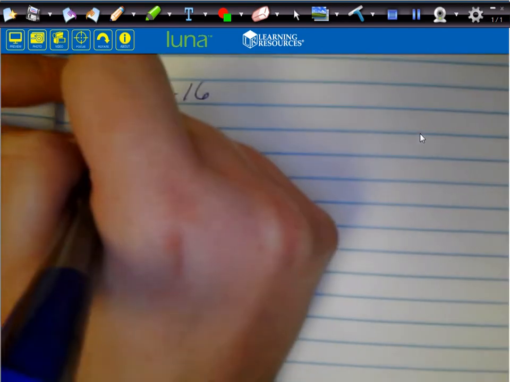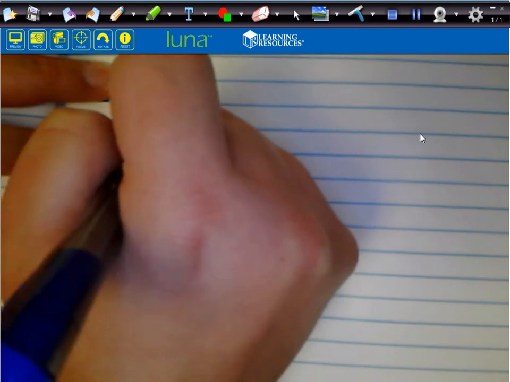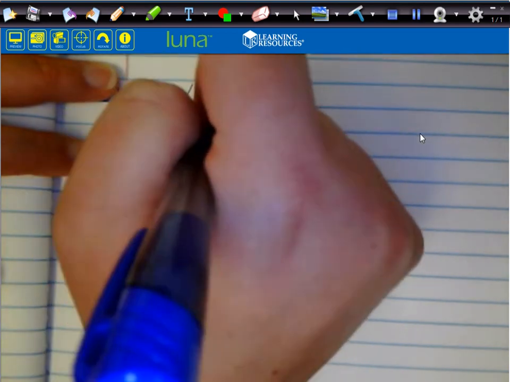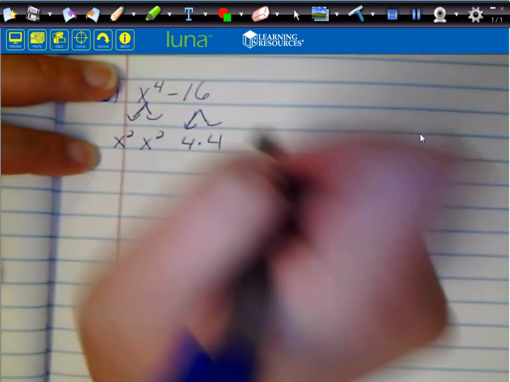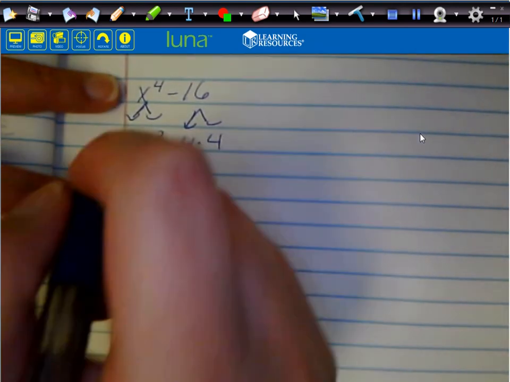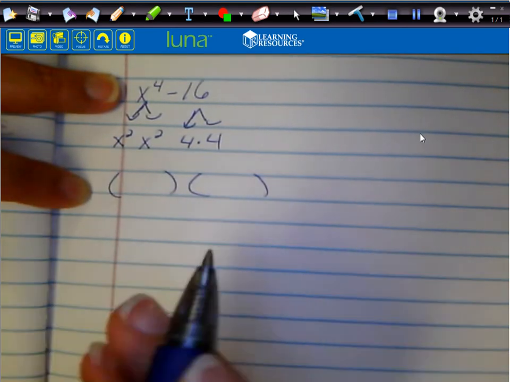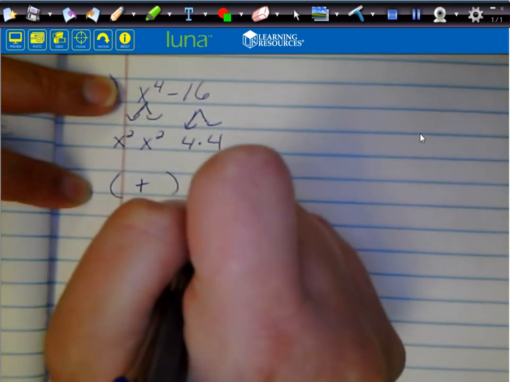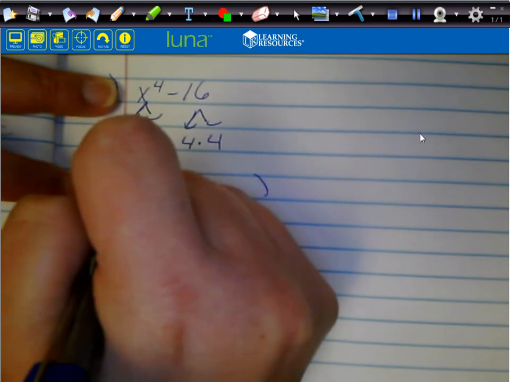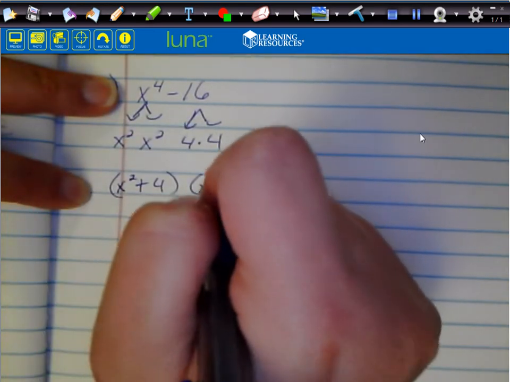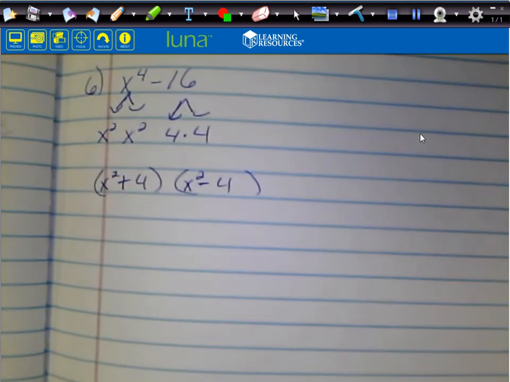So I'm going to split x to the 4th up into x squared and x squared, and 16 up into 4 and 4. To factor this, I'm going to write out my two parentheses, plus in one, minus in the other. So I have x squared plus 4 and x squared minus 4.